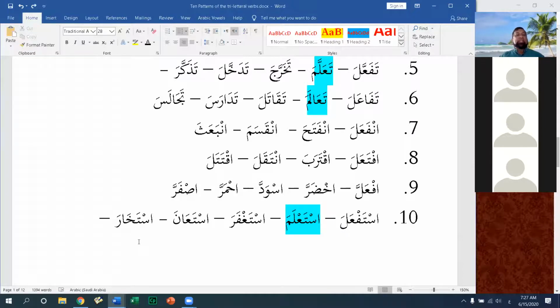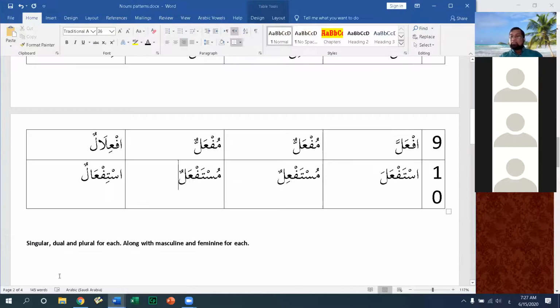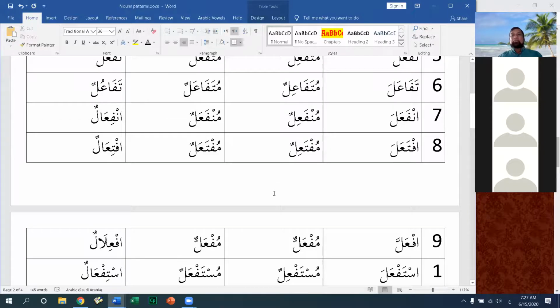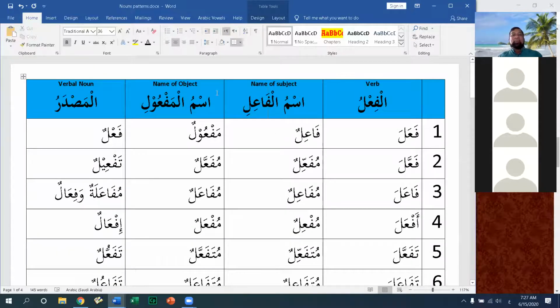And the action, al-istikhara. And that is the patterns of ismul fa'il, ismul maf'ul, and al-masdar for the 10 patterns of the trilateral verb. Here I have one question to start with. Do you understand the concept? Not the patterns for each of them. Do you all understand the concept of what we're discussing?